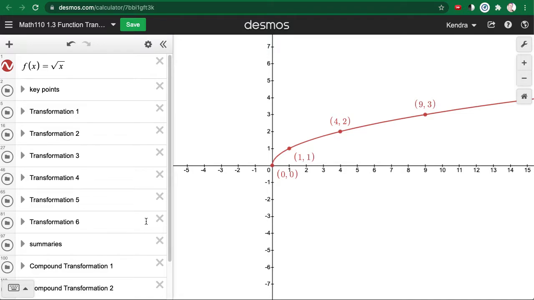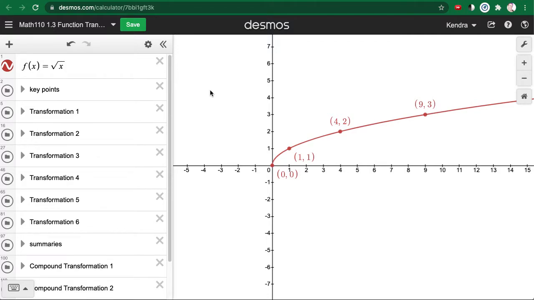So this (4, 2) basically means that if I put in an input value of 4, f of 4 is the square root of 4, which is 2. So the input of 4 gives you an output of 2. Input of 9 gives you an output of 3. That means f of 9 is the square root of 9. The square root of 9 is 3, so f of 9 is 3.